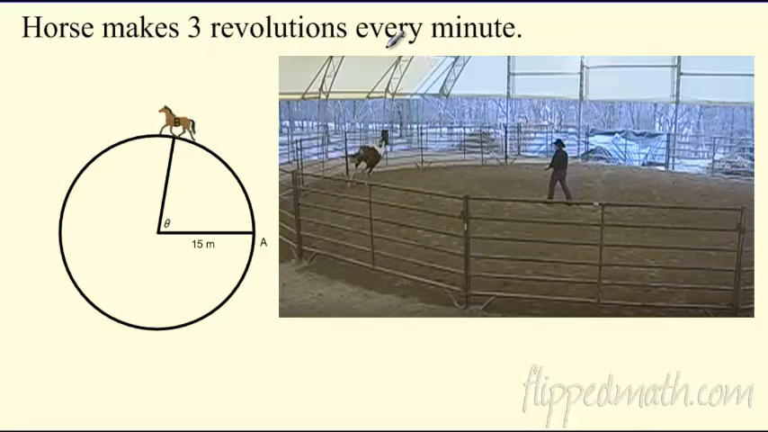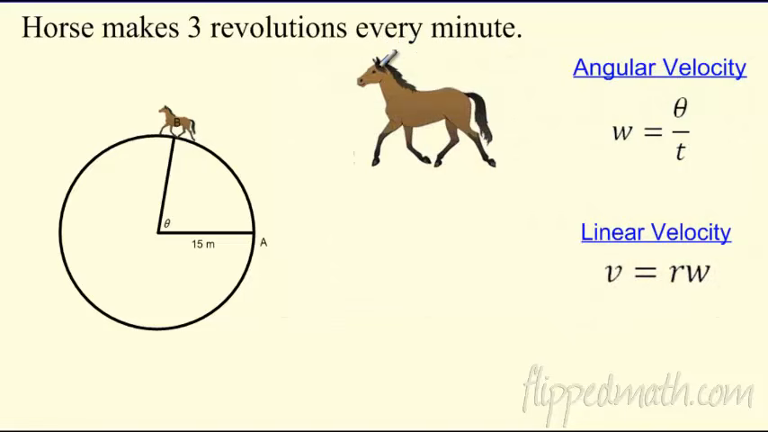Let's say the horse makes 3 revolutions every minute. Well, that's great. That's awesome. We're going to use this idea of angular velocity to find out linear velocity. So if his pen is 15 meters radius, and he's running around from like point A to point B. So from A to B, this is changing. So how is it changing? Well, it makes 3 revolutions every minute.